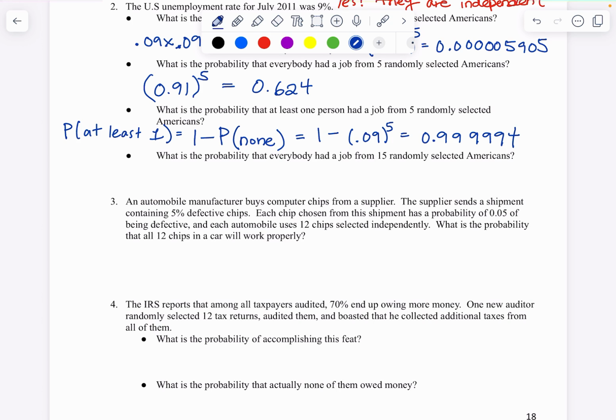Last one. What is the probability that everybody had a job from 15 randomly selected Americans? Okay, again, my probability of having a job is 91%, but now it's to the power of 15, and we get 0.243.